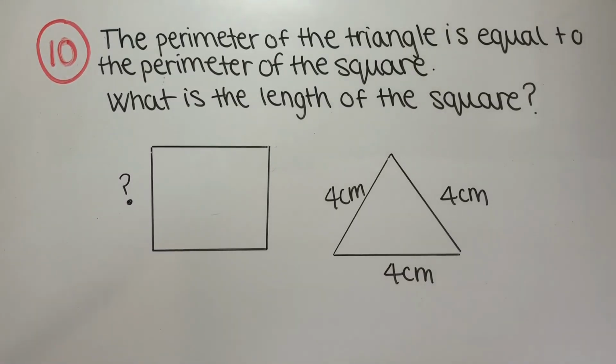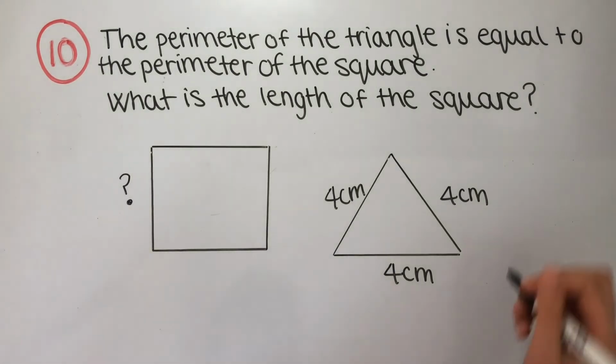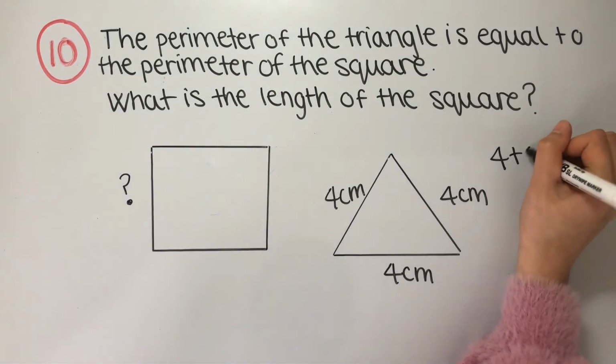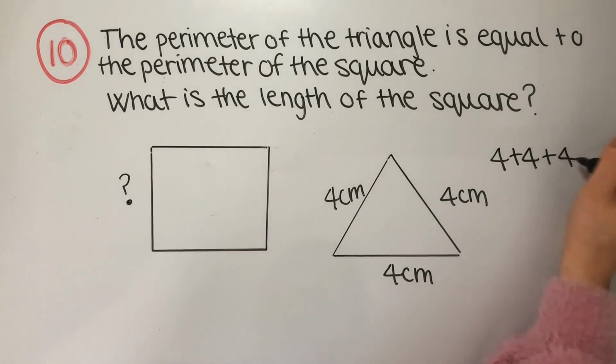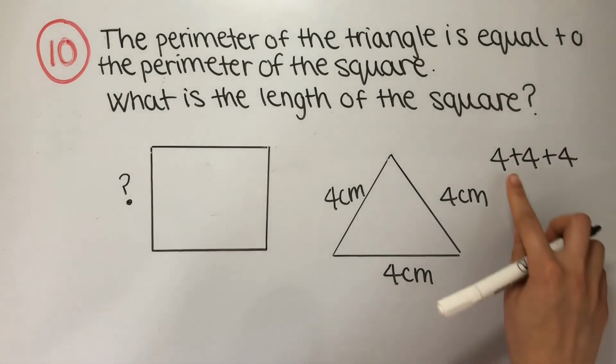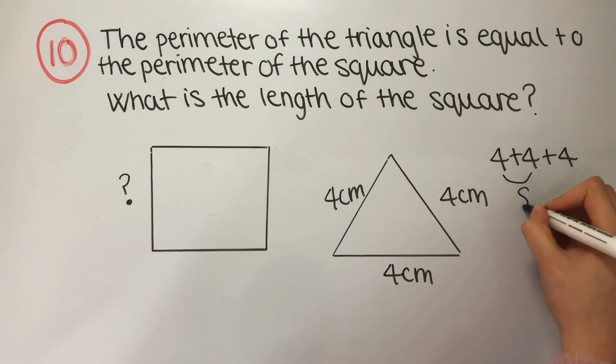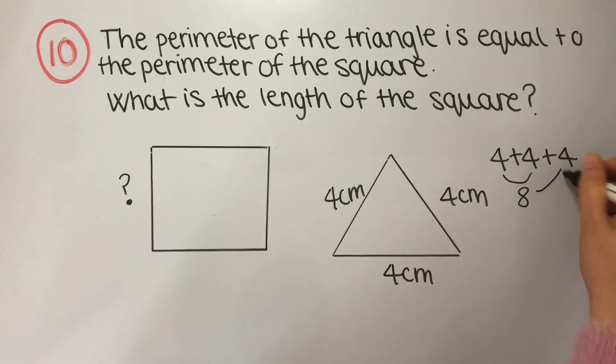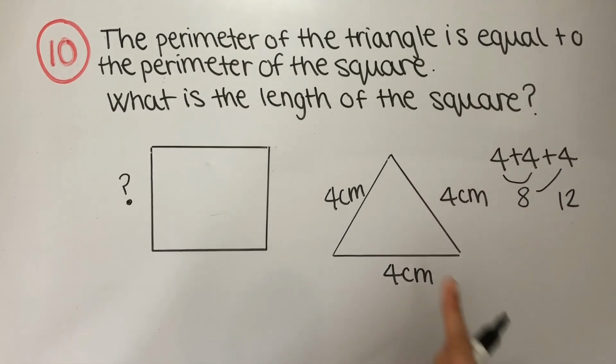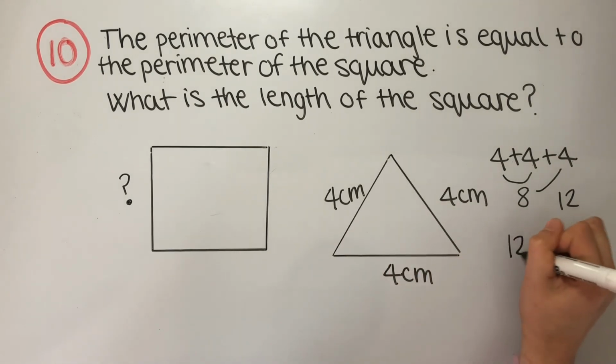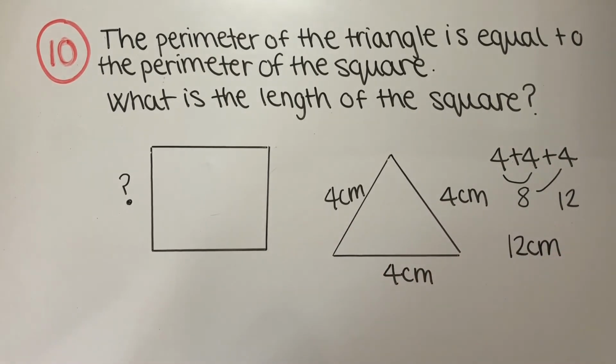Question 10. The perimeter of the triangle is equal to the perimeter of the square. What is the length of the square? We're going to start off by working out the perimeter of the triangle. What we're going to do is 4 plus 4 plus 4. 4 plus 4 gives us 8. 8 plus 4 gives us 12. The perimeter of the triangle is 12 centimetres.